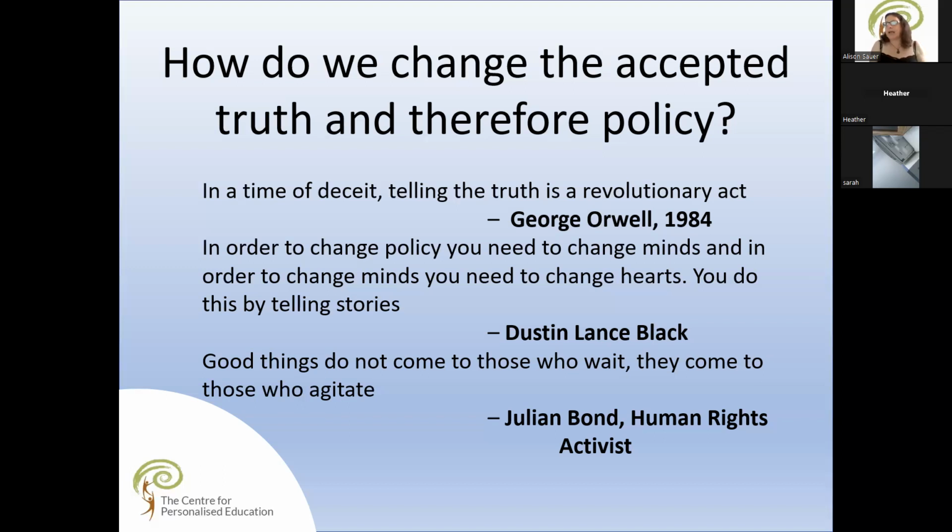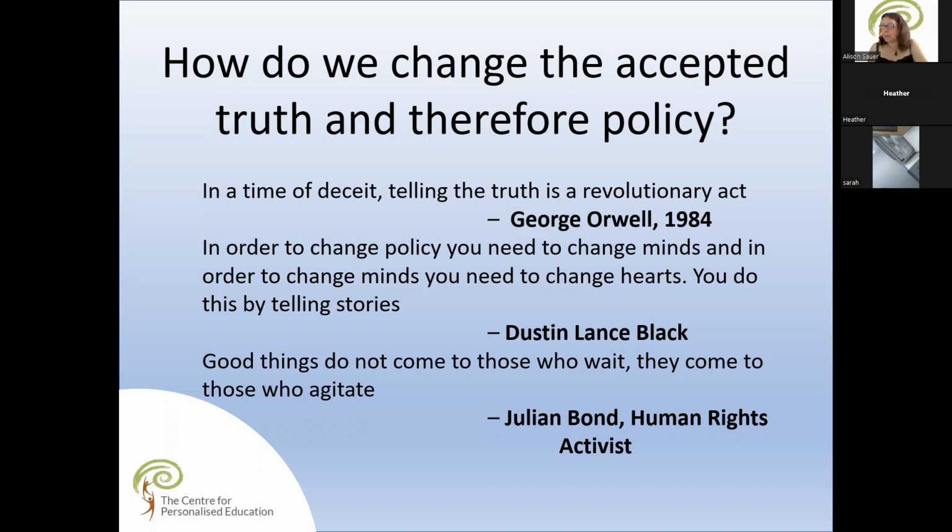So we have to look at this accepted truth stuff that goes on. Our kids are in a cupboard under the stairs, they're not socialised, and they'll never get anywhere in life. We've got to undo those accepted truths. There's a couple of quotes here. George Orwell, in his book 1984: "In a time of deceit, telling the truth is a revolutionary act." I like that one. Dustin Lance Black, he's Tom Daley's husband, Tom Daley, the diver.